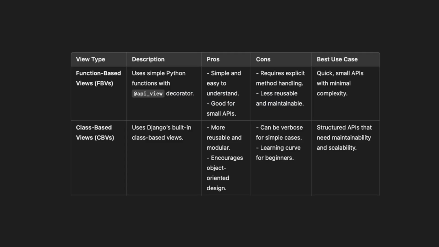Assuming that you are already familiar with Django, you already know that there are two main approaches when developing the main business logic of our application. We can use function-based views or class-based views. So it is very much the same here in DRF. We do have a choice between function and class-based views.